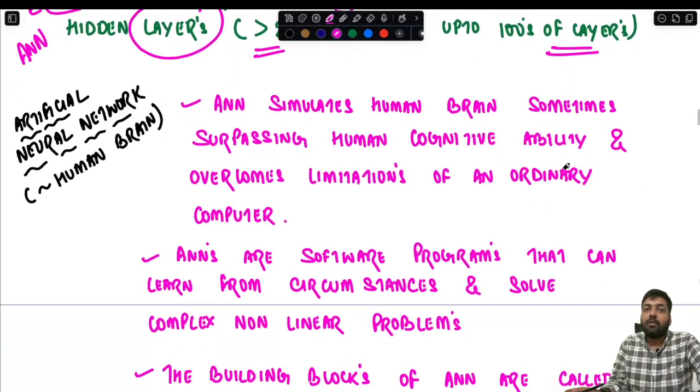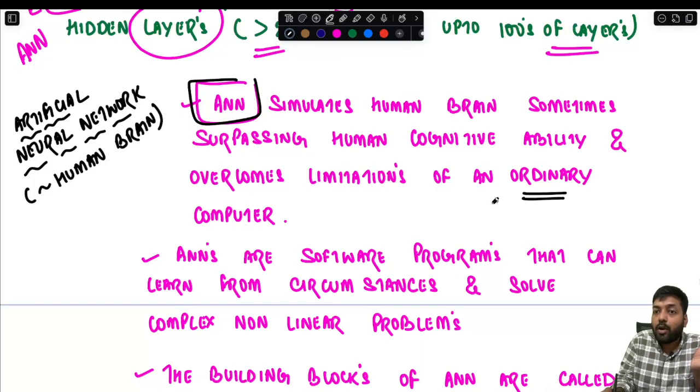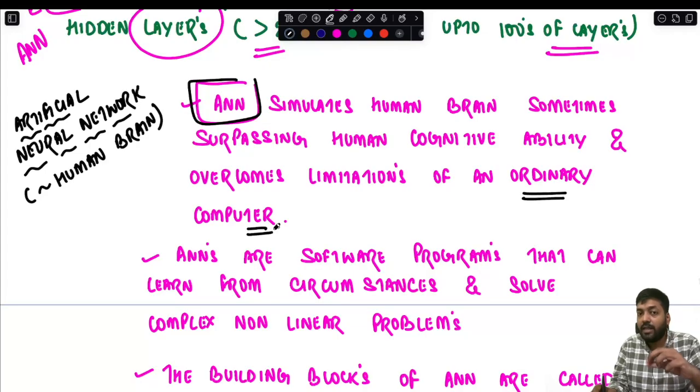So to understand the concept of artificial intelligence, we have to understand what an artificial neural network is. It tries to simulate the human brain, the biological neuron. So an artificial neural network simulates the human brain, sometimes surpassing human cognitive ability as well, and overcomes the limitations of an ordinary computer. Ordinarily we have computers and machines, you give some instruction and they perform it, right? But what about a machine understanding what you want or what needs to be done without your input, and doing that? For that you require a special type of intelligence. That is basically what artificial intelligence is. And sometimes this artificial intelligence can even surpass human cognitive ability. That is the power of AI.